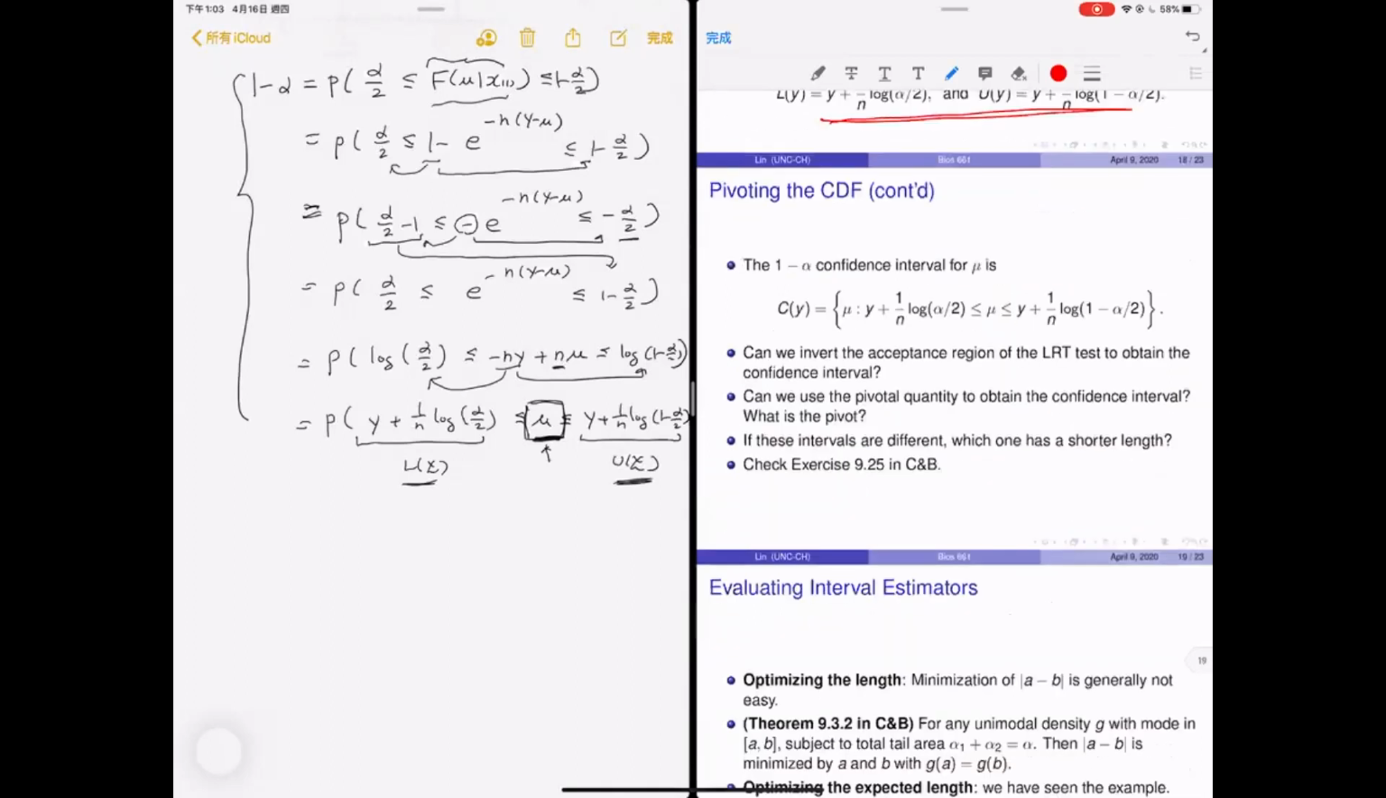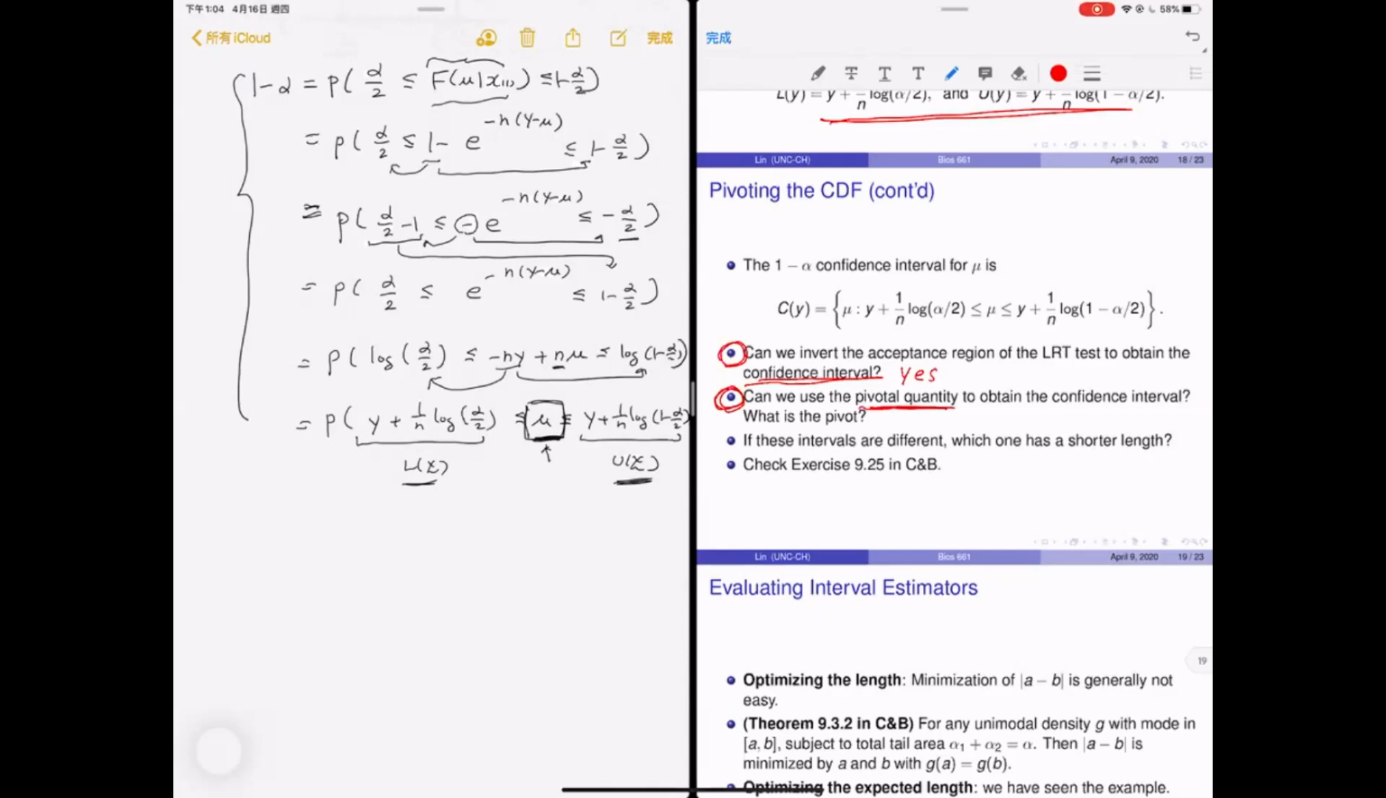I'm going to follow up on some points right here. The first one is, could we actually invert an acceptance region of an LRT, for example, to obtain the CI, confidence interval? The answer is yes. But it would be too long for me to talk about here. It may be a good question for your final or for your homework number 9. And then also, can we use a pivotal quantity to obtain the confidence interval, which means, is there any pivotal quantity other than the CDF?